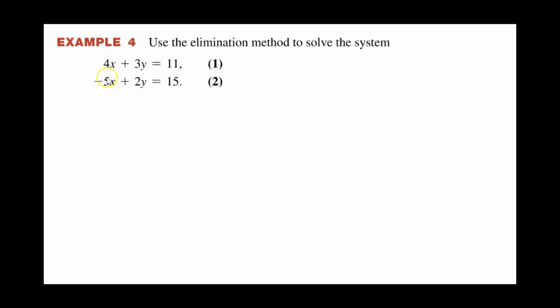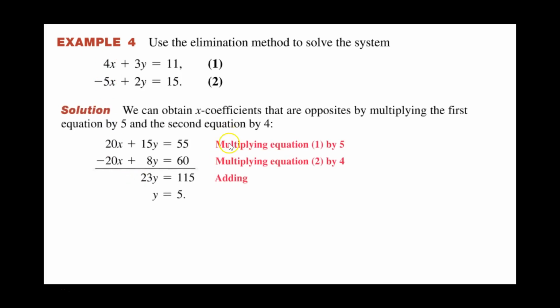The common multiple, the LCM, for both of these is probably going to be 20. So if I multiply all of this equation by 5, this will give me 20, 15, and 55, and then multiply the other by 4, both of these will match up. So I'll multiply equation 1 by 5 and got these answers. Multiply equation 2 by 4, and here I got these solutions. See, now they match up. This is going to be the key for elimination.